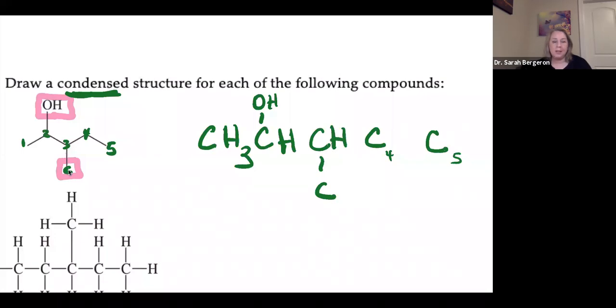Now I'm going to drop down. This is my extra carbon coming off here. This extra carbon only has 1 bond to it. So I'm going to have to put 3 hydrogens attached to that 1 carbon.